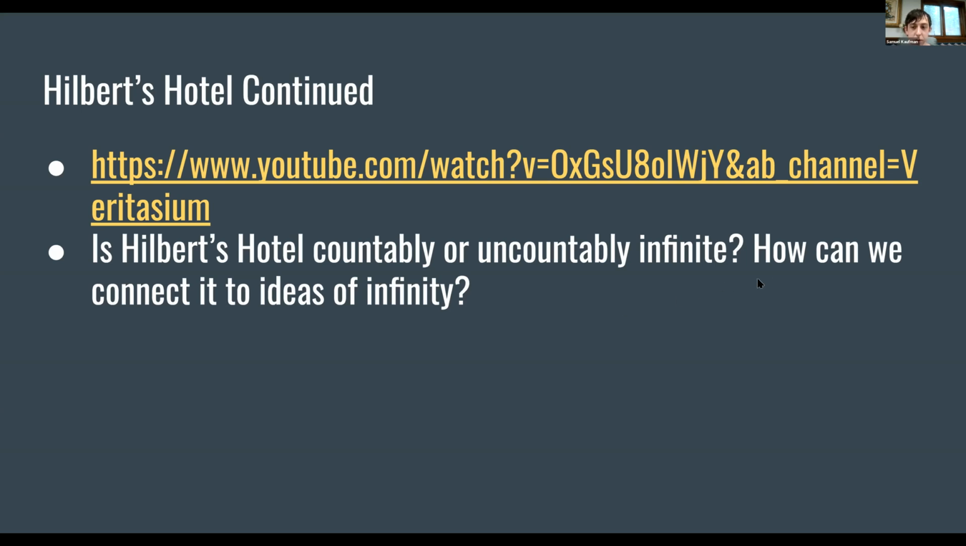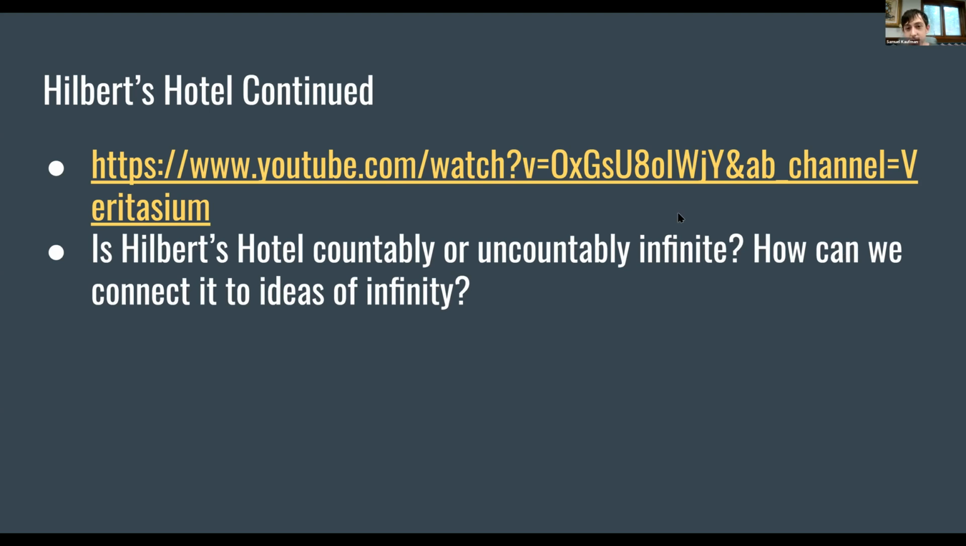And we talked about how it relates to infinity just now, but Hilbert's Hotel makes infinity a concept that we can interact with and do things to. So it makes a big concept easier to understand.